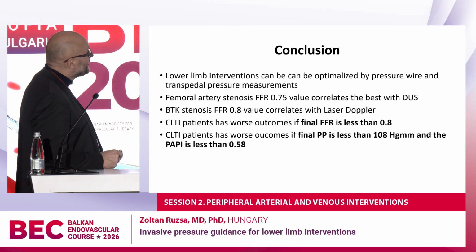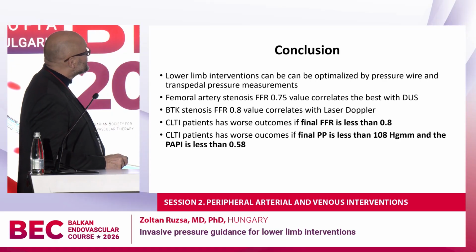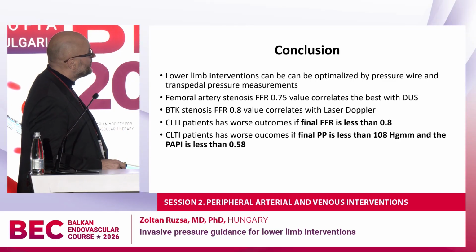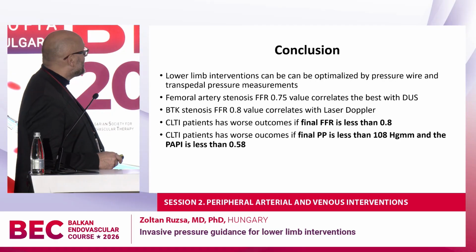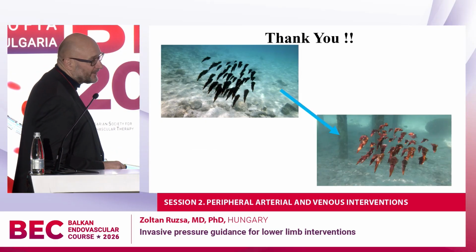Femoral stenosis FFR correlates best with the Doppler ultrasound. BTK stenosis FFR 0.8 correlates with laser Doppler. And CLI patients have worse outcomes if the FFR is less than 0.8, or if the final pedal pressure is less than 180, or the PAPI index is less than 0.48. So we have a good improvement like this.